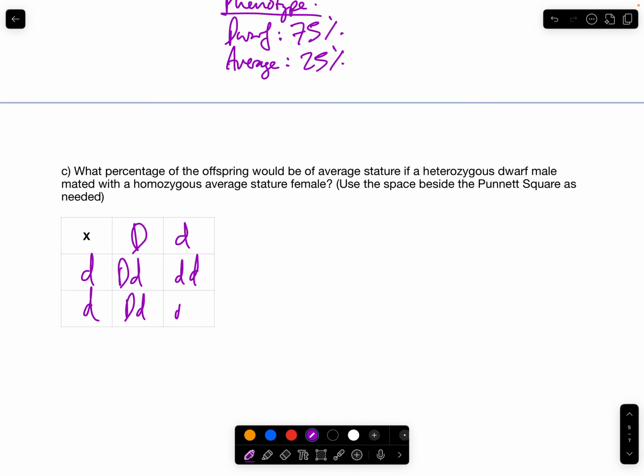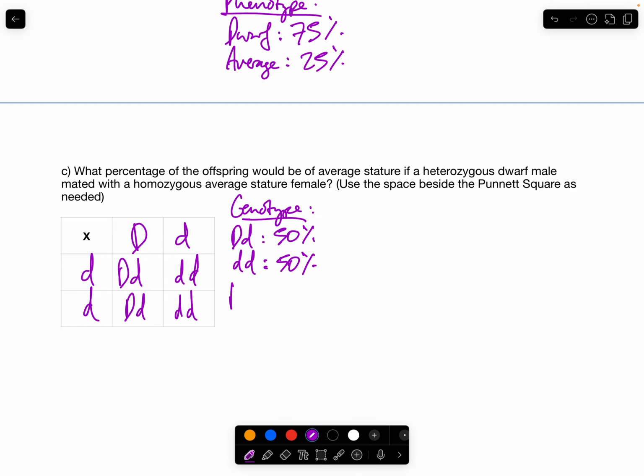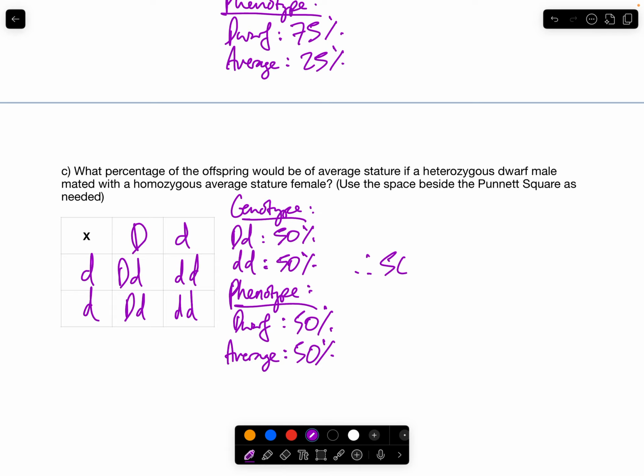And here, finish this off, small d, small d. So genotype. We have big D, small d, and small d, small d. 50%, 50%. Phenotypes. Dwarf was 50% of them, and average also 50%. So what percent of the offspring would be average stature, therefore 50% average.